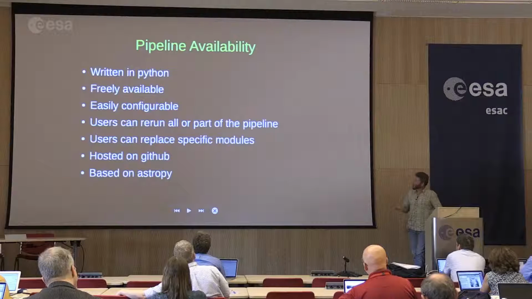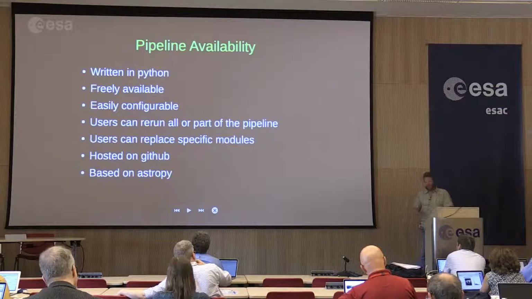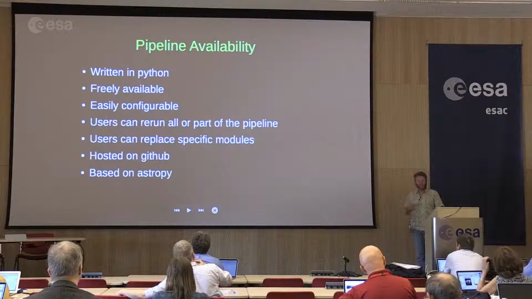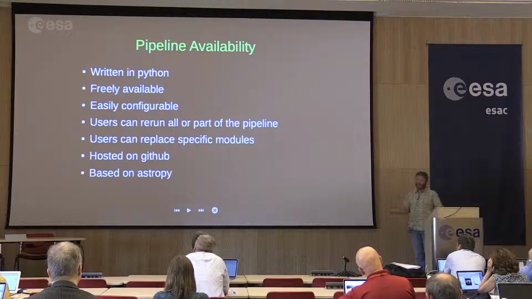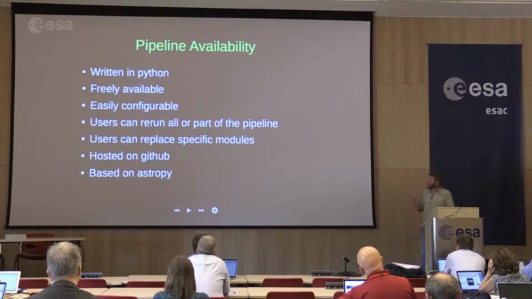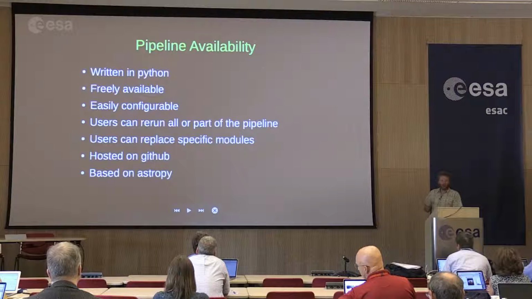So just a little bit about the pipeline. It's written in Python, based on AstroPy. In fact, JWST is making significant contributions to AstroPy to support the JWST pipeline. It's, I think, pretty easily configurable. Users, you can rerun all or part of the pipeline.